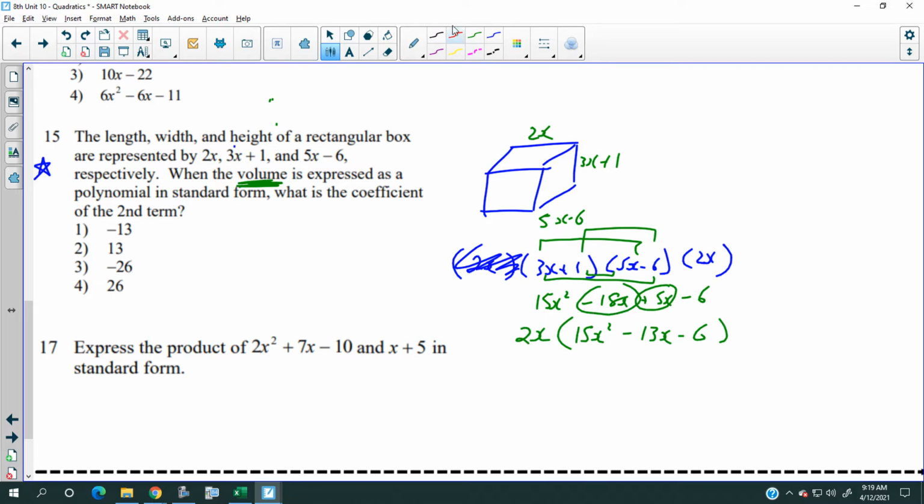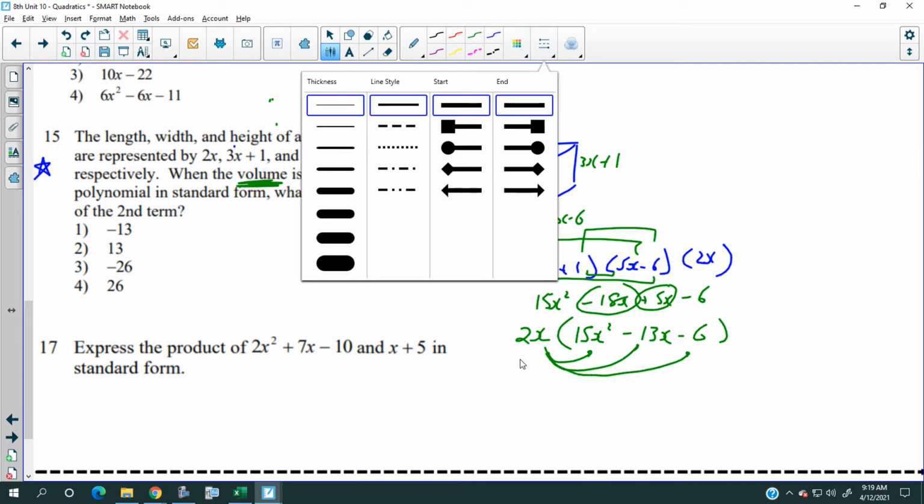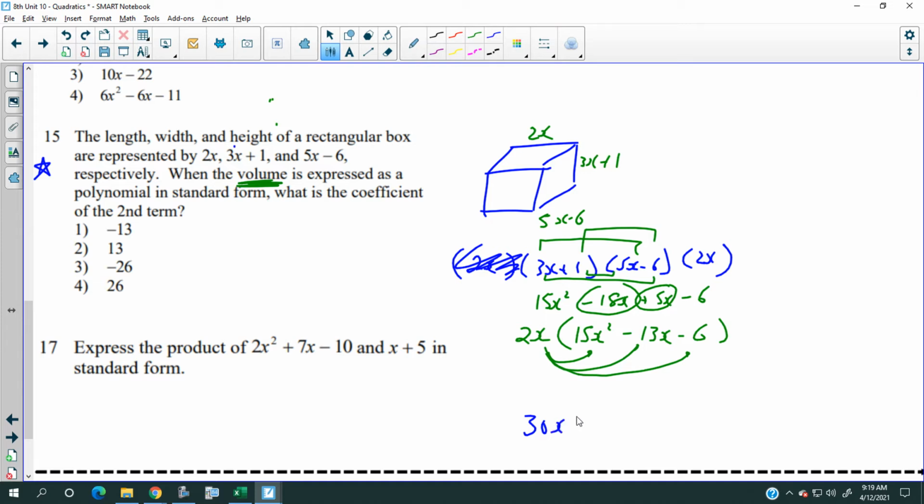Okay, all right, now I'm going to distribute. So let's see, I'll go with a rainbow under. All right, like that. So let's see, 2x. I want to switch the colors back. That's 30x to the third, right? Yep. Minus 26x squared, yep. Minus 12x.